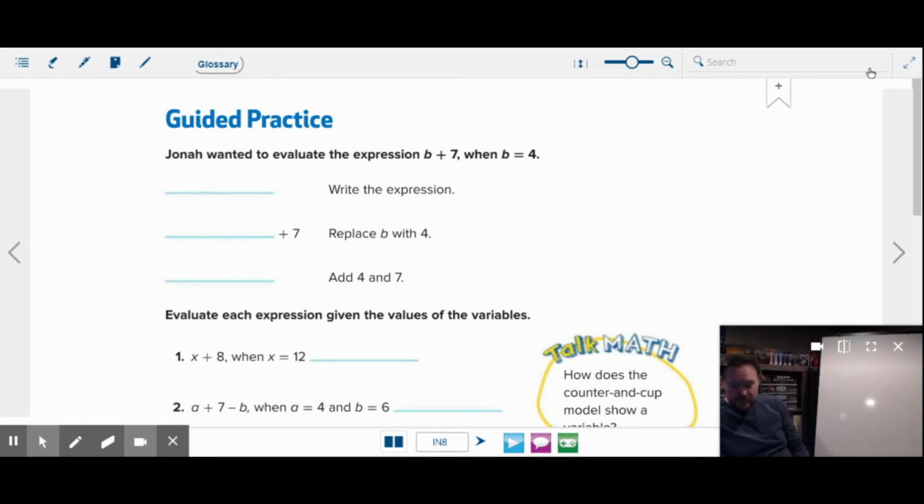All right. So here we are. You can see the book here on the screen. But if you want to open it up so that you can write in the answers as well, I think that would be very helpful to you. So Jonah wanted to evaluate the expression b plus 7 when b equals 4.